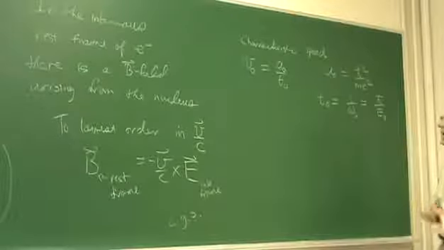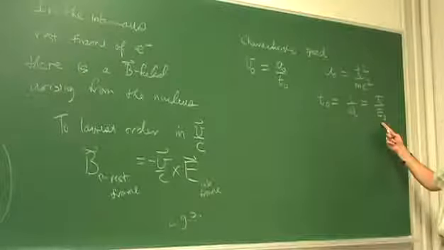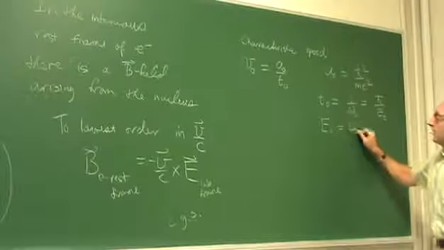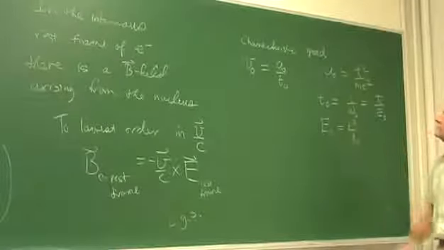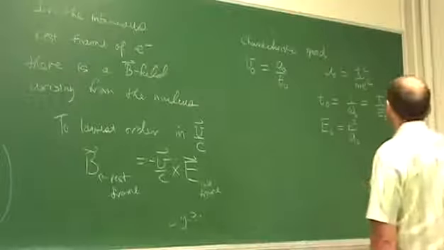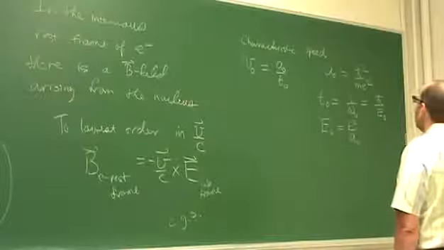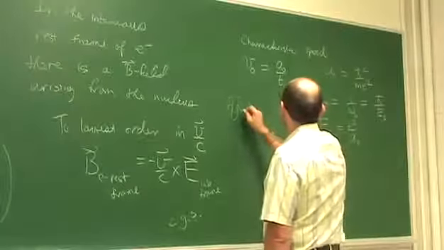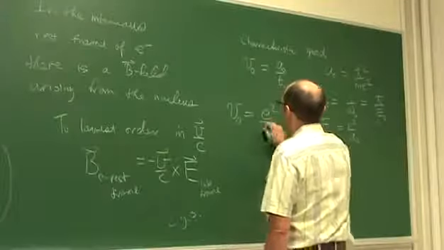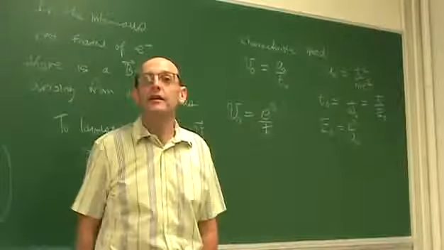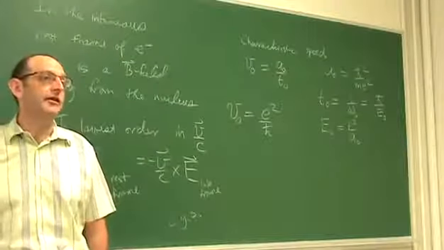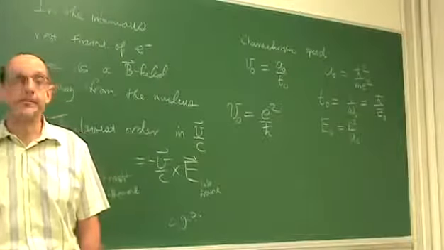And the characteristic energy is the Hartree. So putting that all together, we get that v naught is e squared over h bar, where e is measured in CGS units.